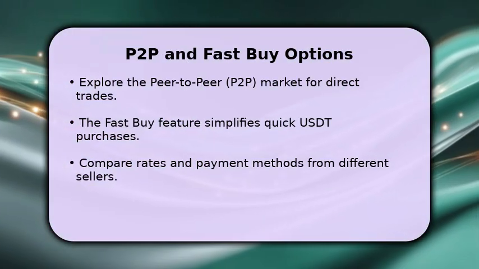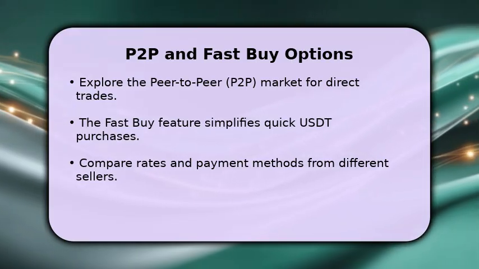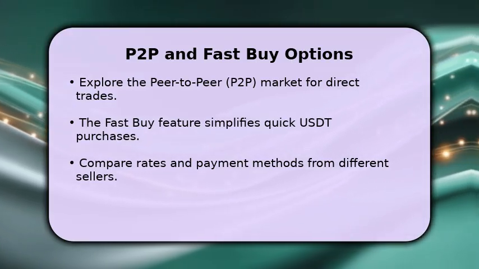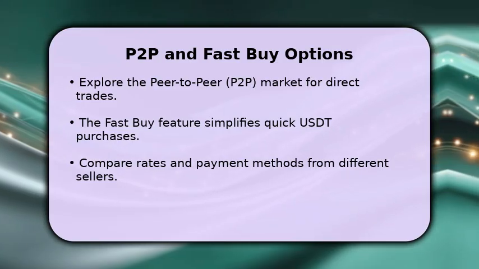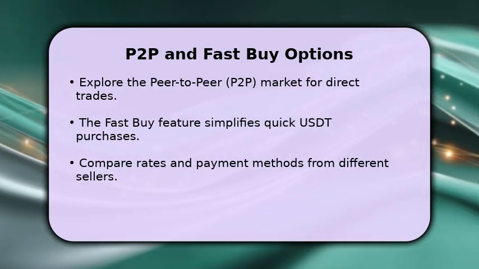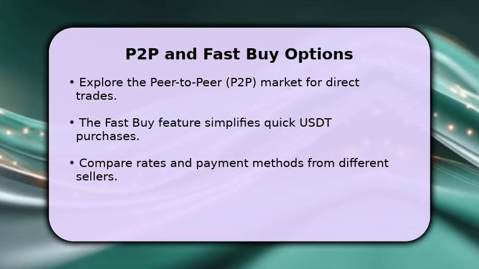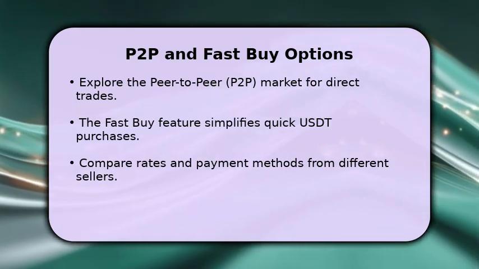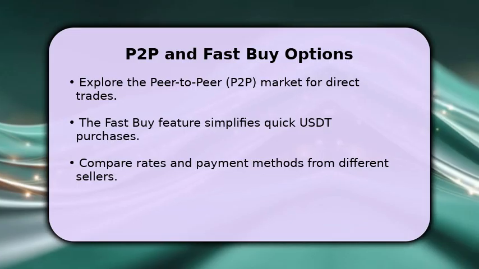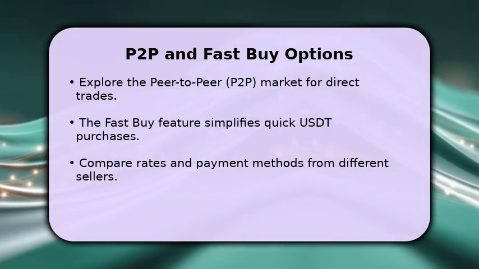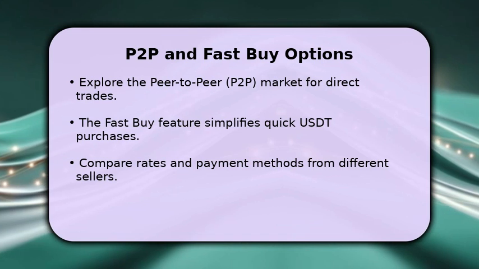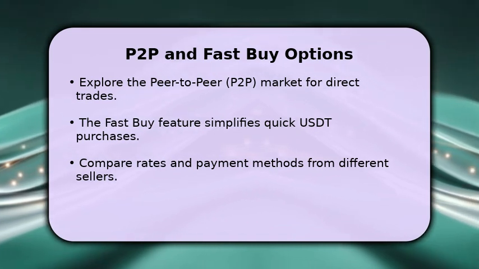KuCoin also offers a peer-to-peer, or P2P, market where you can buy USD directly from other users using various payment methods. Additionally, the Fast Buy option provides a streamlined process for quick purchases. Always compare seller ratings and payment options on the P2P platform to ensure a secure and favorable transaction. These methods offer flexibility and choice.